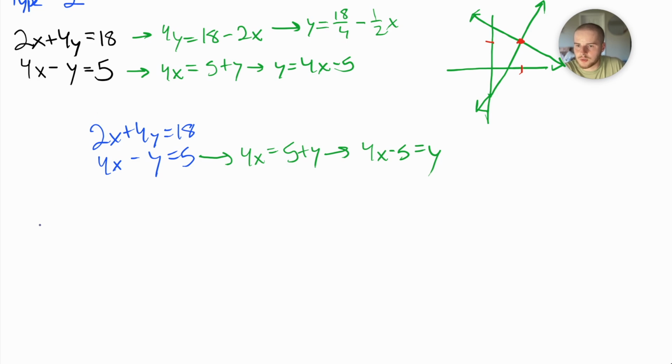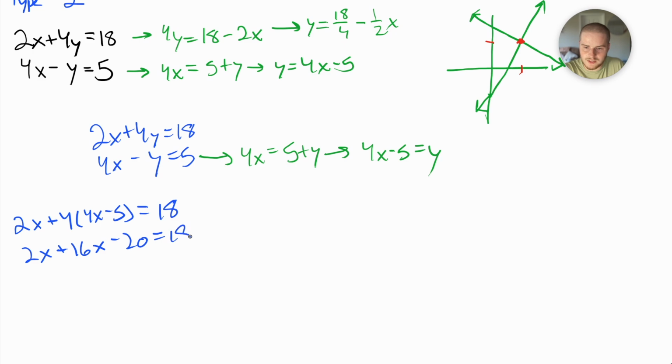So continue with this. Plugging that y into this first equation, we have 2x plus 4y. We're saying y is equal to 4x minus 5, and then set that equal to 18. Solve this out, so we got 2x plus 16x minus 20 equals 18. Okay, we can add these x's. 2x plus 16x is 18x. And then we know we can add this 20 to get to the right side. 18 plus 20 is 38. So x is equal to 38 divided by 18.